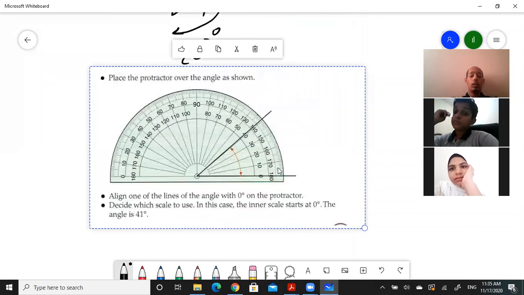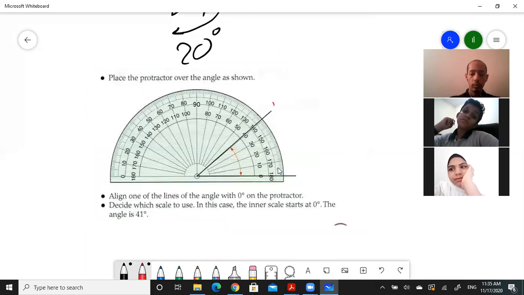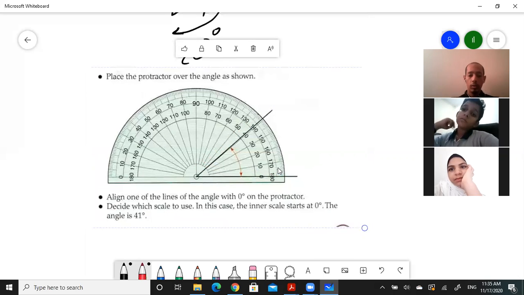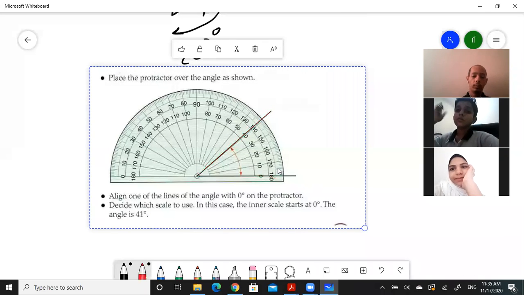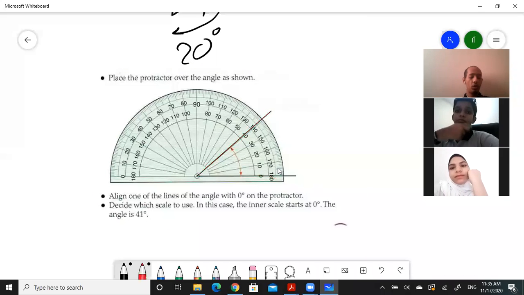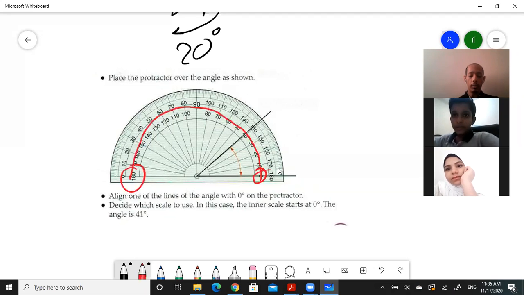How to use the protractor to measure an angle. This is the angle. You can see it here, right? This is the protractor. The protractor is a tool to measure an angle. In the protractor, we have two scales. We have the inner scale, which goes from 0 until 180.